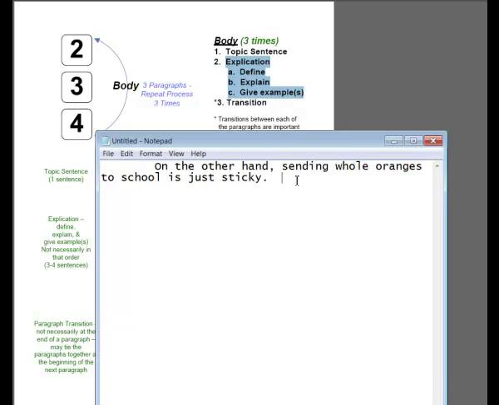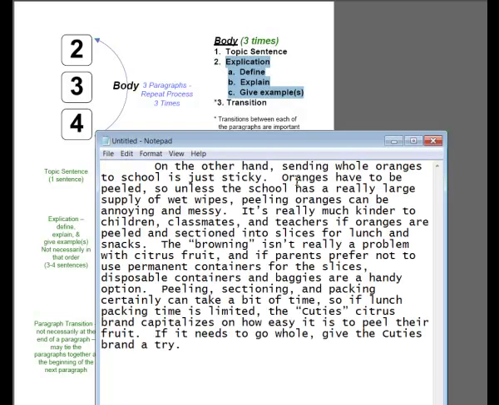So I'm going to go ahead and just paste all of these and walk through this. We've done our topic sentence. We move on to, again, a definition of an orange is really not required, so we're going to move on a little more to explanation. Oranges have to be peeled. So unless the school has a really large supply of wet wipes, peeling oranges can be annoying and messy, which we pointed out in our topic sentence.